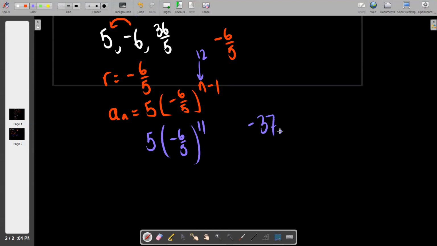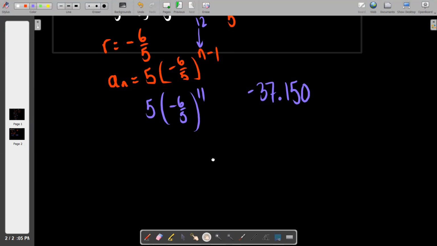-37 point. And I'm not sure I'm happy with the answer that I have. I currently have -37.15. Let me recalculate that real quick. So I have 5 times -6/5 to the power of 11. And it's actually -37.150. And you want to put that 0 there so that you can say you've rounded to 3 places. So that's that.